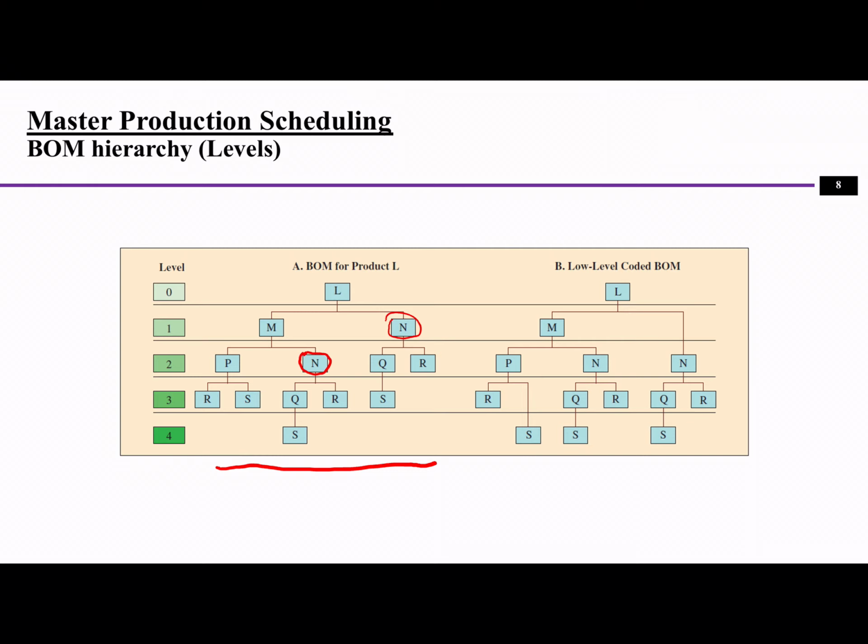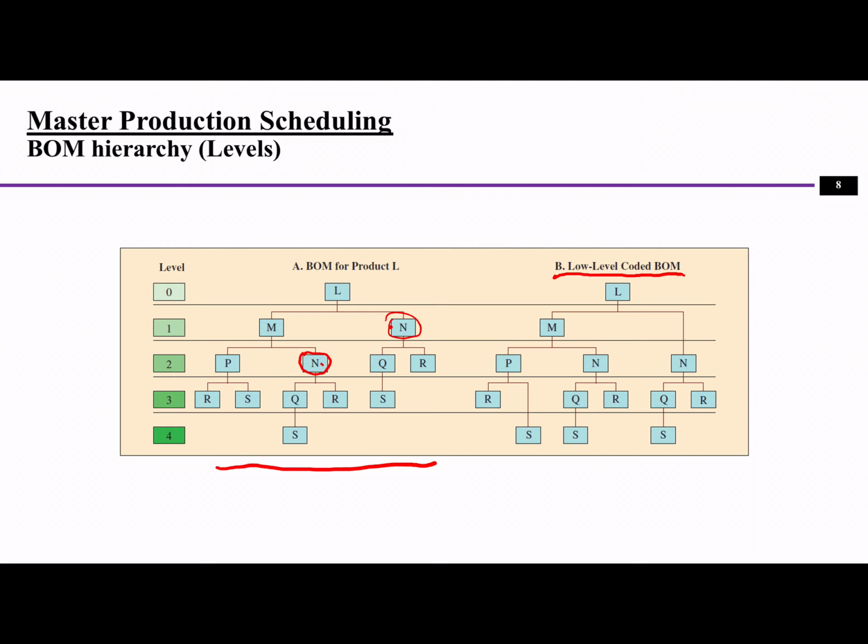Currently you can see that this N is in level 1, this N is in level 2, but we want to put them in the same level. How do we do that? That's why we created this low level coded BOM. Low level coded BOM means we want to make sure that all the same parts are on the same level. So if it is N, we want all the N's in the same level, right? If it is R, we want to make sure all the R's are on the same level. If it is S, all the S's will be on the same level.